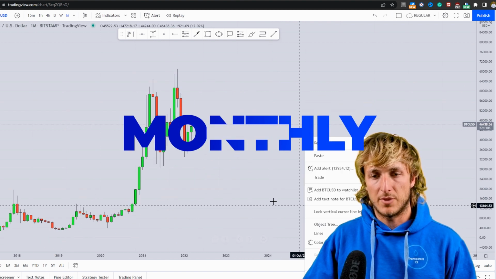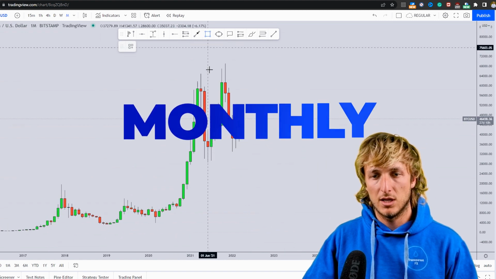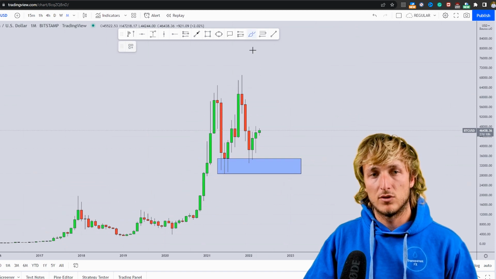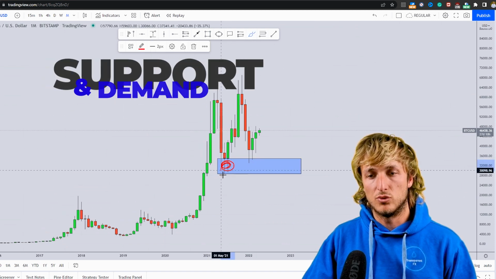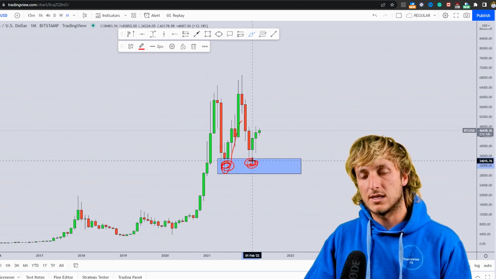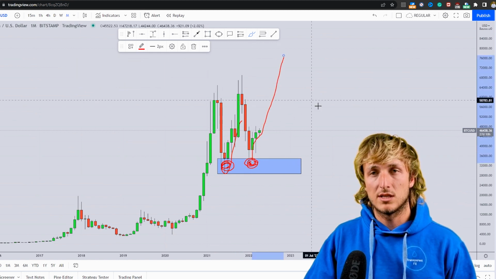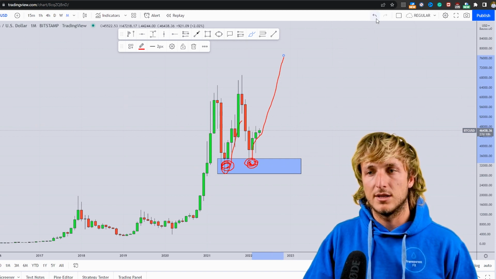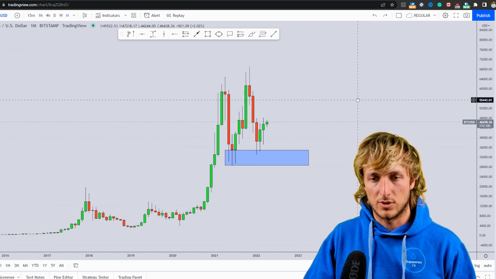Now, starting from the monthly, what do we see? Here in the monthly, we can see that at the moment, the market has just tested a very strong level of previous monthly support and demand, which the market just tested again. And as we are testing this support and demand, we did expect the market to reject it to the upside. And in a situation like this, we can expect even more continuation to the upside.